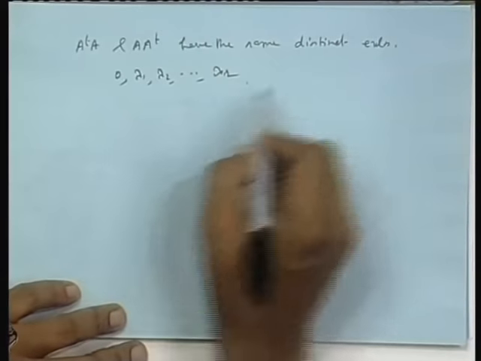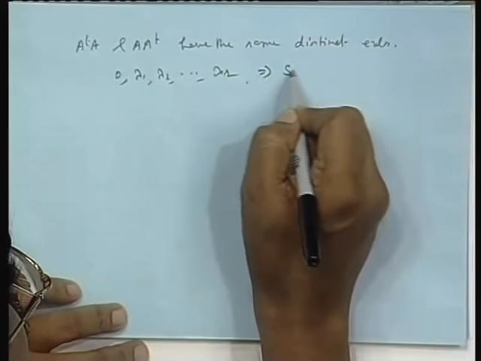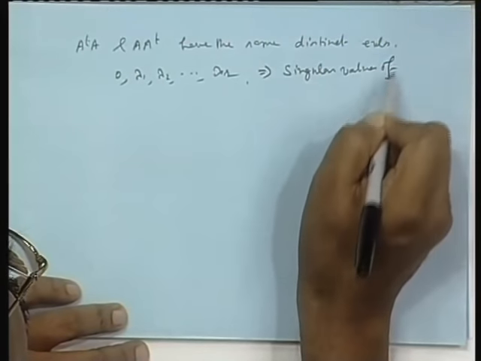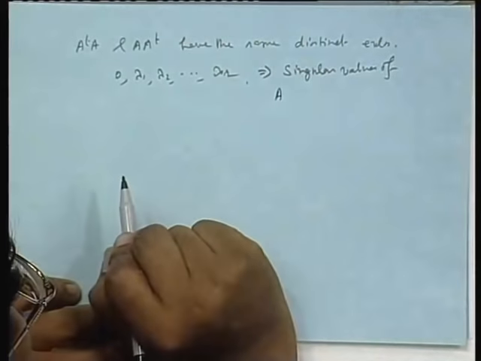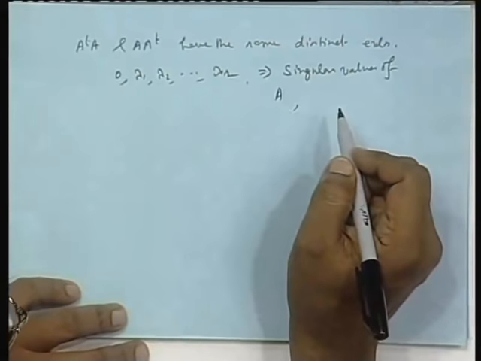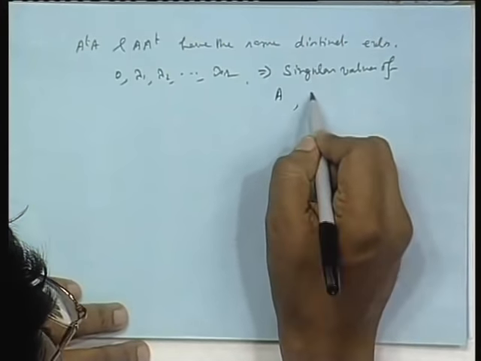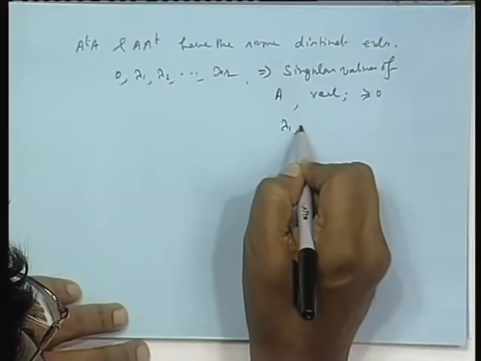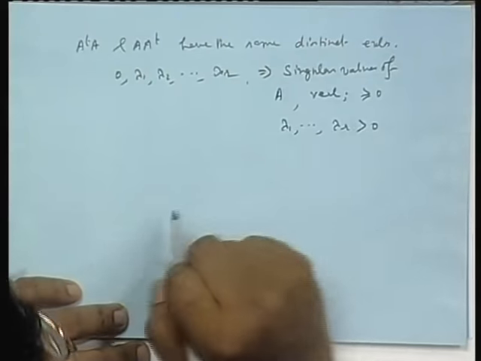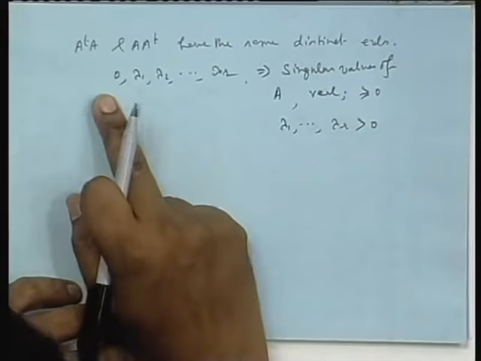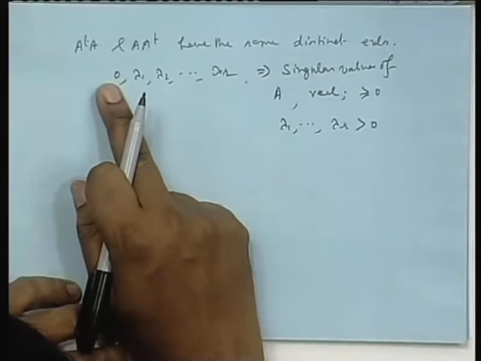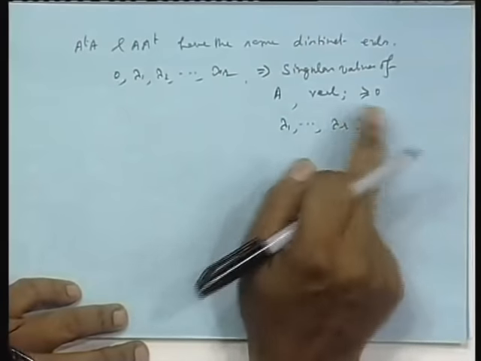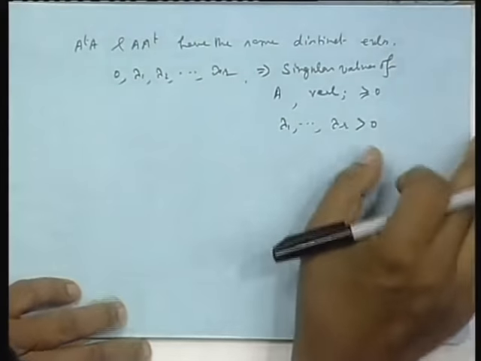Now, these values are called, and this is very important, the singular values of A, and they are real and greater than or equal to 0. That means lambda 1 to lambda r are strictly greater than 0, because they can be either 0 or greater than 0, so I have separated out the 0. So, lambda 1 to lambda r are strictly positive, and there is one 0. They are called the singular values of A, and this will take us to the singular value decomposition.